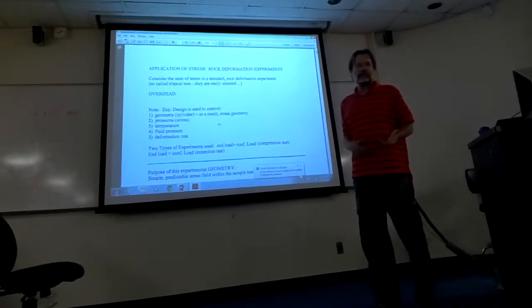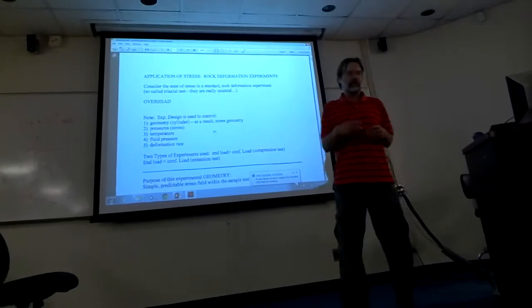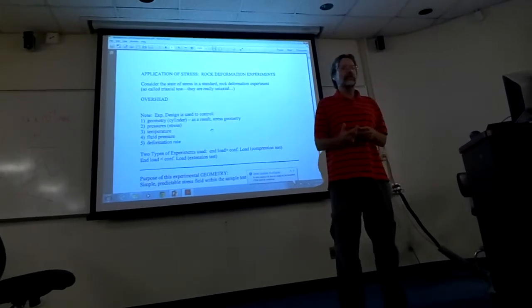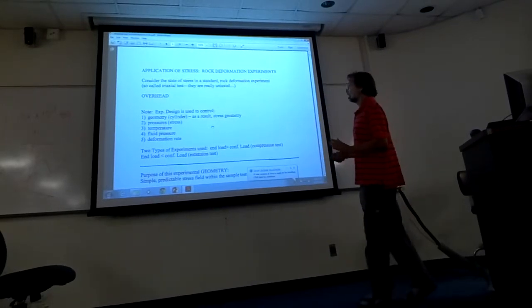and how they connect to rock deformations. That's where we're headed. And one of the ways we get to that is a graphic representation of this on something called Mohr's circle. So that's kind of where we're headed in this particular discussion.